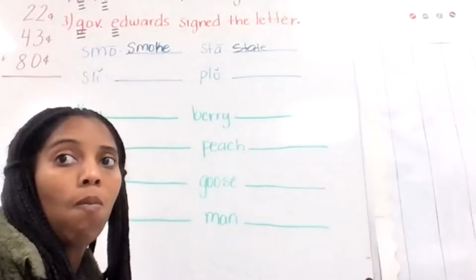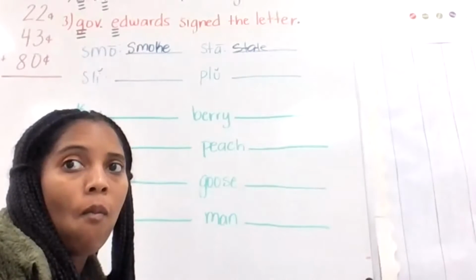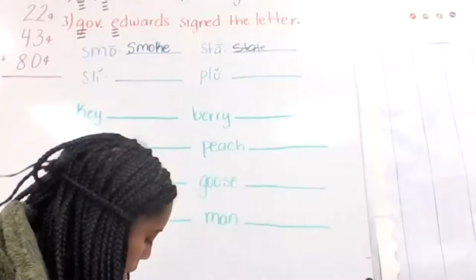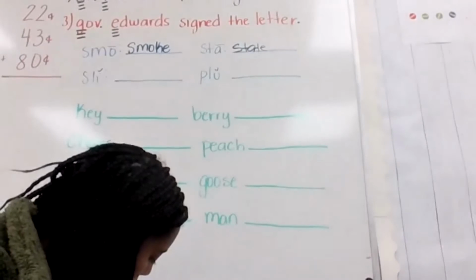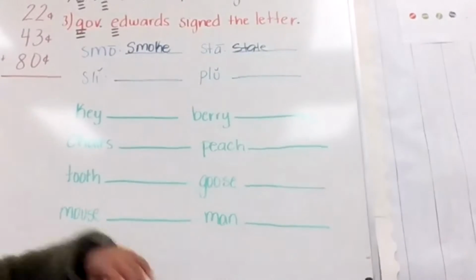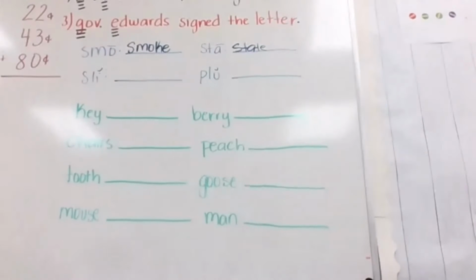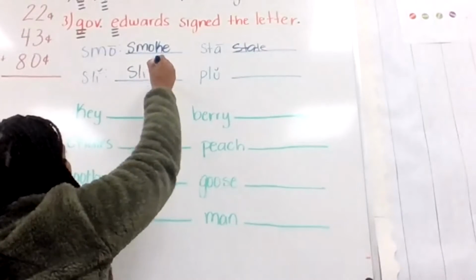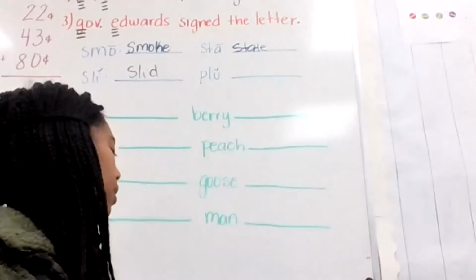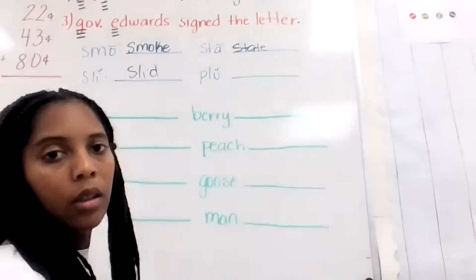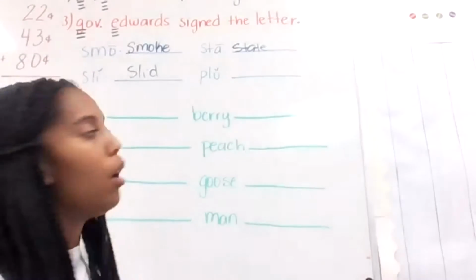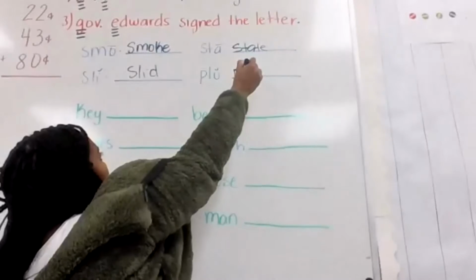Next, I have sli. Slip. Not slide. Slid. Next and last one, plu. Okay, Hannah, plug. Plug. Or plum.